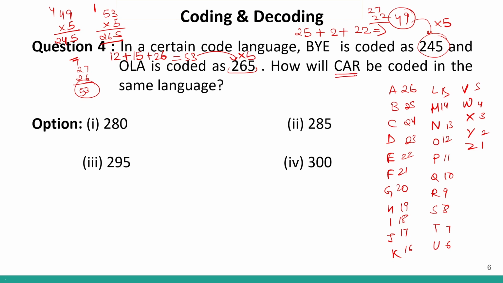So now I will find the sum of backward ranks for car as well. For car it will be 24 plus 26 plus, for R, it is 9. Correct? 20 plus 20, 40 plus 1, 50, 50 plus 9. This will be 59. And if I multiply it by 5, 5 times 9 is 45, 4 will be over here, 5 times 5 is 25, 25 plus 4, 29. So this will be 295, which is given in option number 3. So option number 3 will be the correct answer to this question.